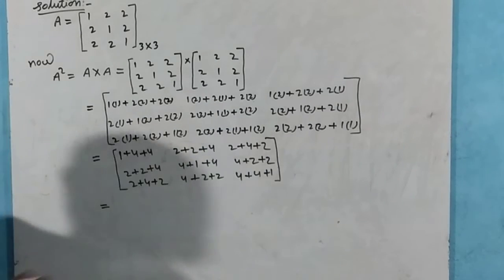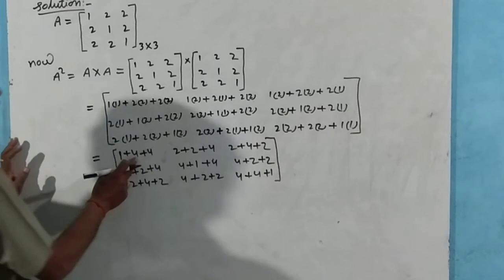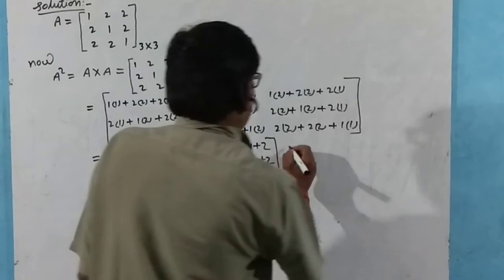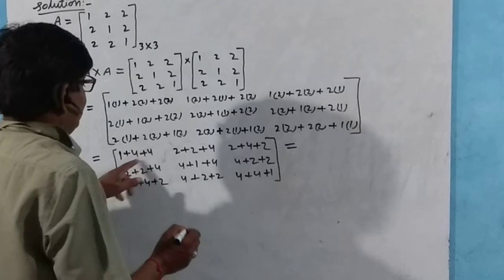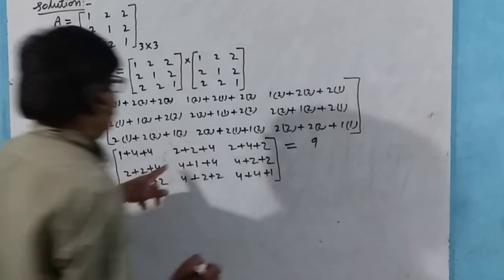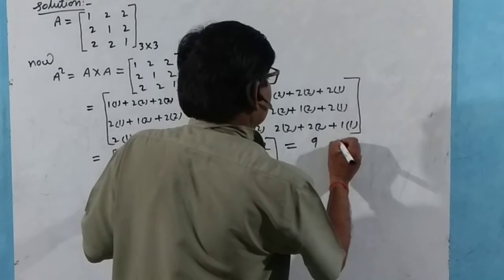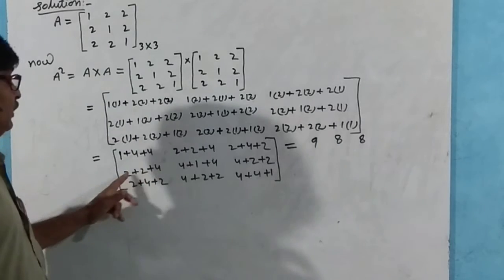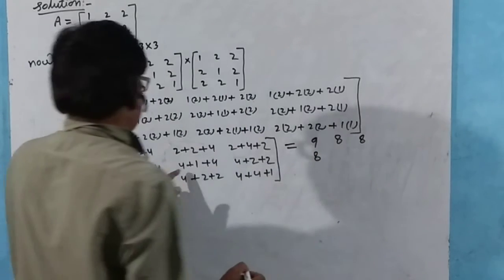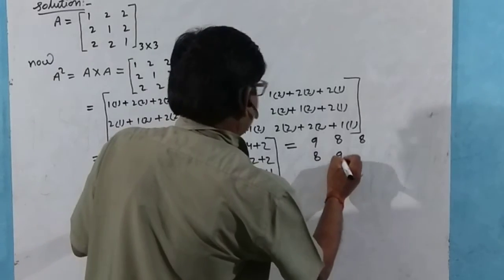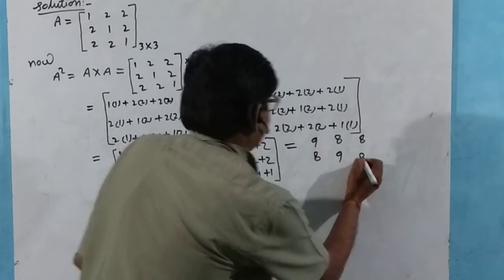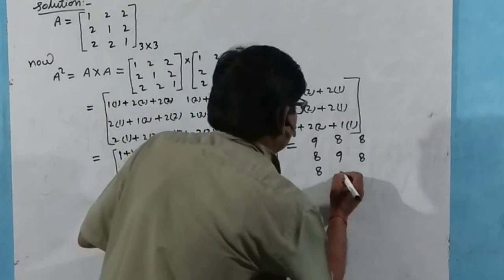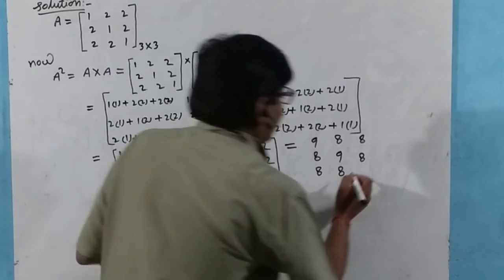This is equal to here 4 4 8. We can write here 4 4 8 1 9, 4 2 6 2 8, 4 2 6 2 8, 4 2 6 2 8, and 4 4 8 1 9.